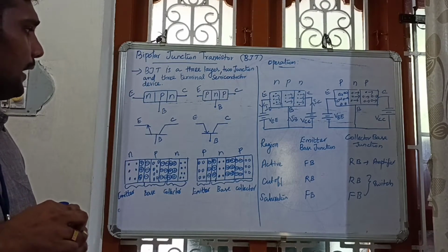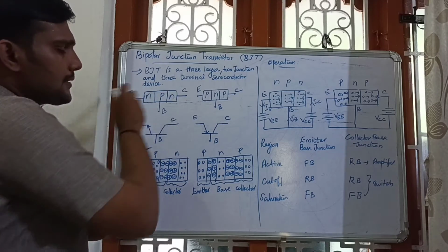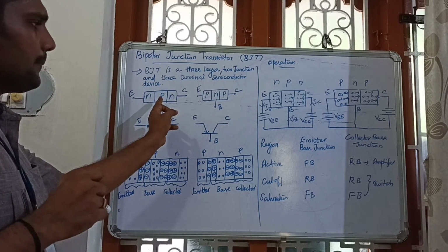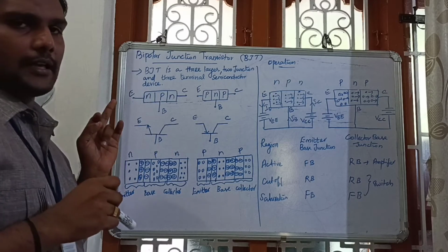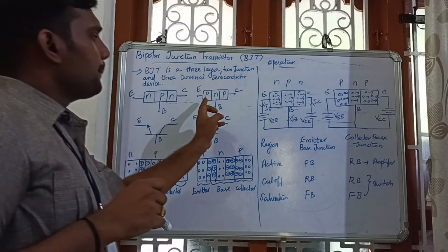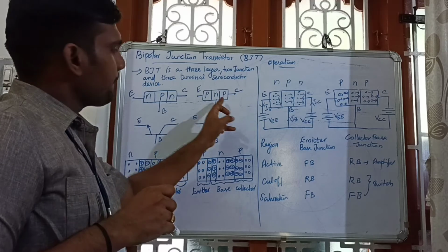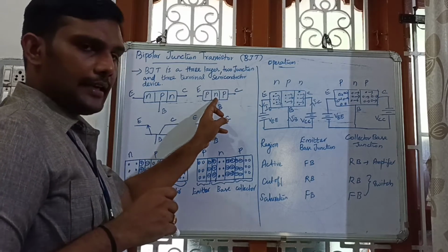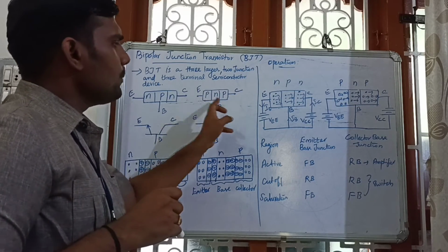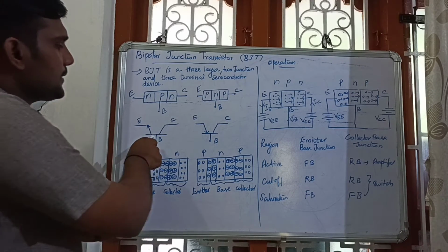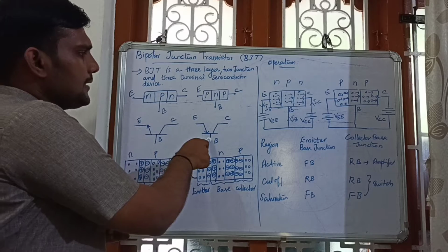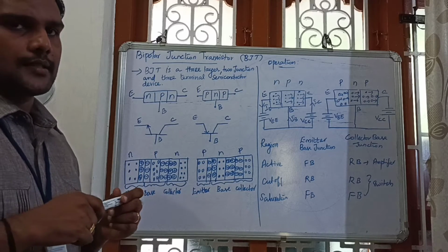This NPN transistor is formed by sandwiching a P-type semiconductor between 2 N-type semiconductors. The PNP transistor is formed by sandwiching an N-type semiconductor in between 2 P-type semiconductors. Got it? And this is the symbol for the NPN transistor. This is the symbol for the PNP transistor.